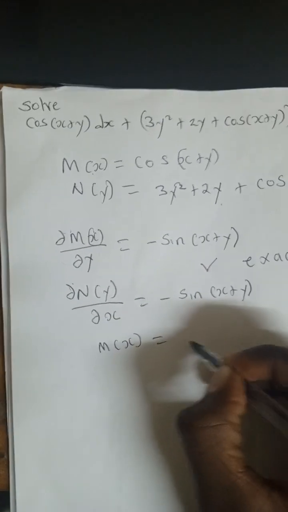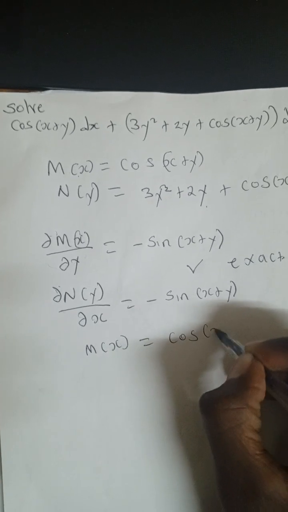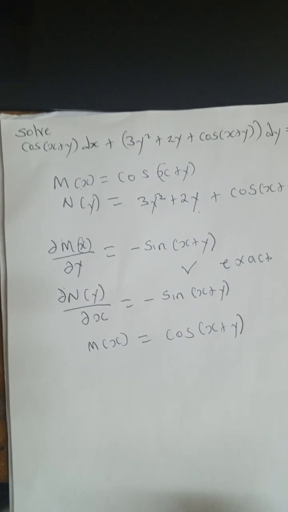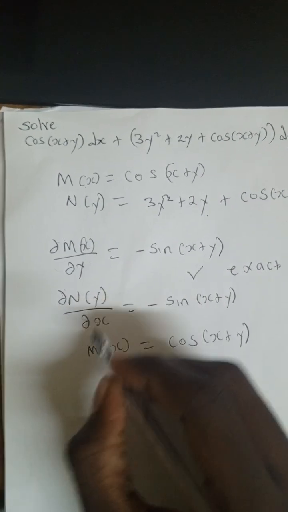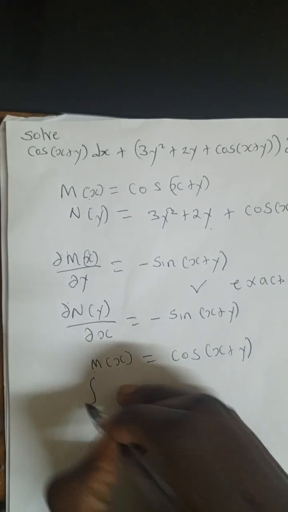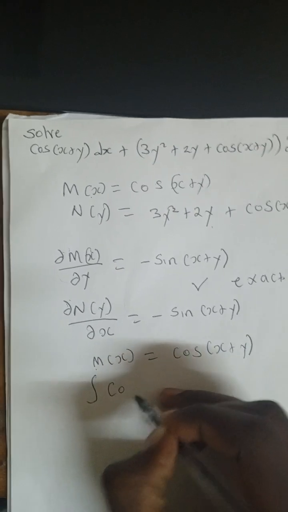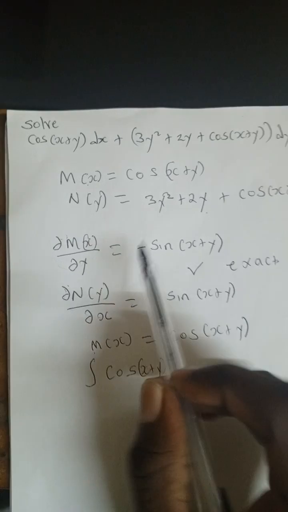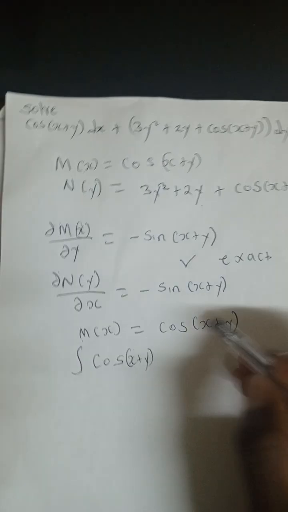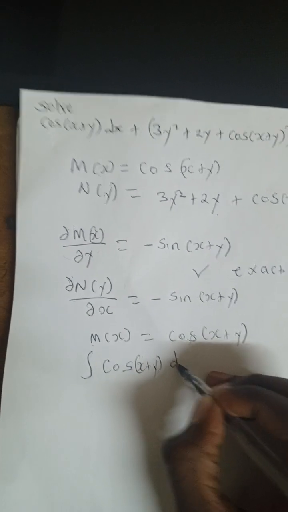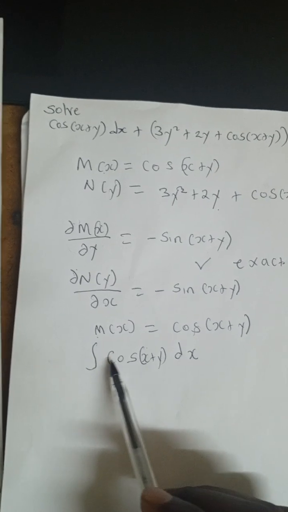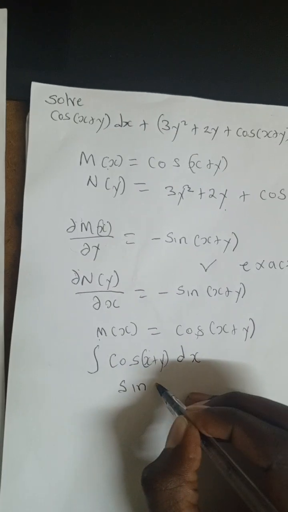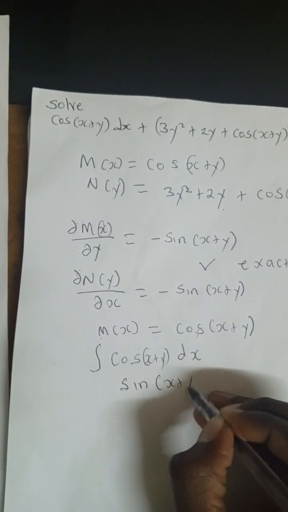M of x is equal to cos(x + y). Now, what is the first step? The first step is to integrate M of x. When we integrate M of x, which is cos(x + y), with respect to dx, what is the integral of cos? Of course, it is sine: sin(x + y).